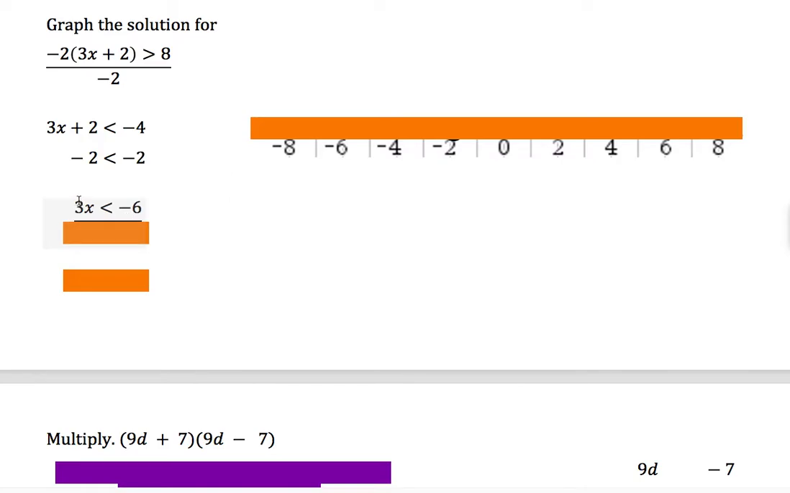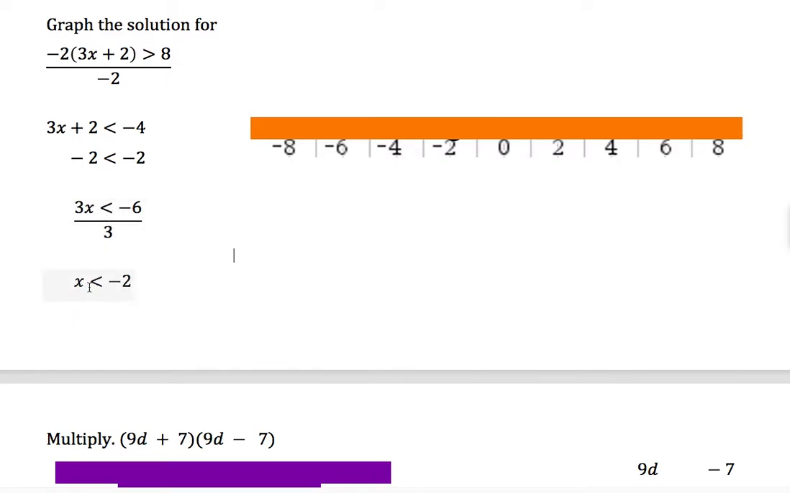Now the next step, we want to get rid of the 3 here, so we're going to divide both sides by 3, and we're left with x is less than -2. Notice when we divided by the positive 3, we did not switch the signs again.